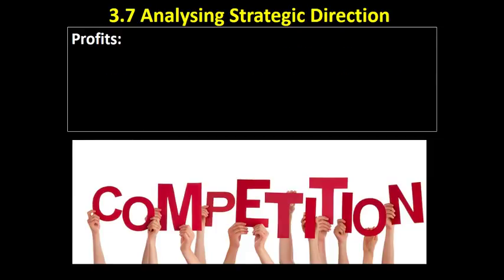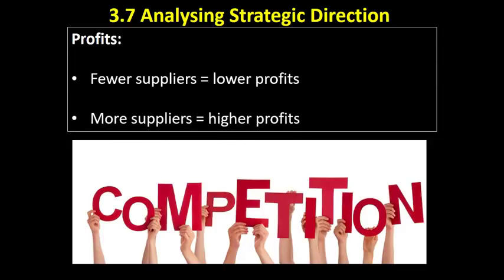The key thing with this is that we want to increase competition amongst suppliers. If we've got fewer suppliers, they've got more power over us to set prices, therefore lower profits. If we get more suppliers, potentially we can drive down our cost of production, our variable costs, our raw material costs, and we make higher profits.